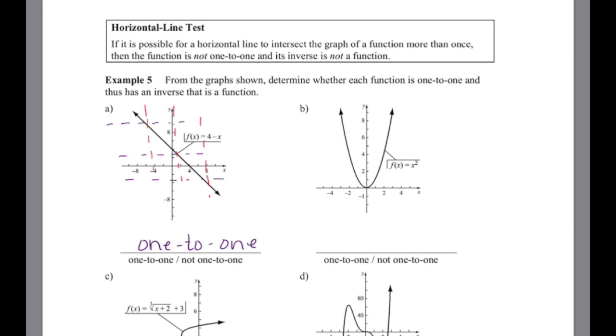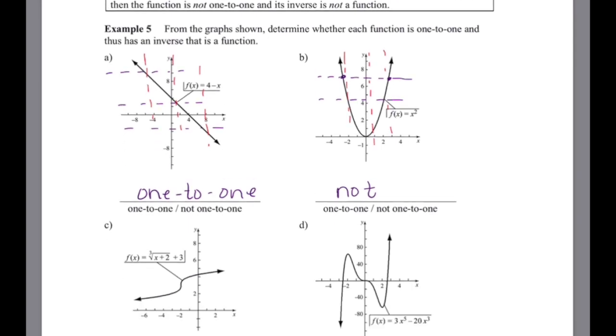However, with part B, it is not one-to-one because when I do my horizontal line, it touches the graph in more than one place. Even though it is not one-to-one, we do know that it's still a function because it passes the vertical line test. So it can be a function and not one-to-one at the same time.